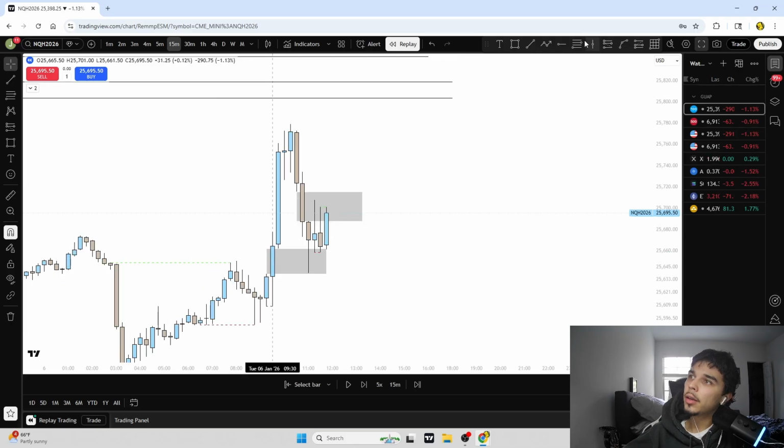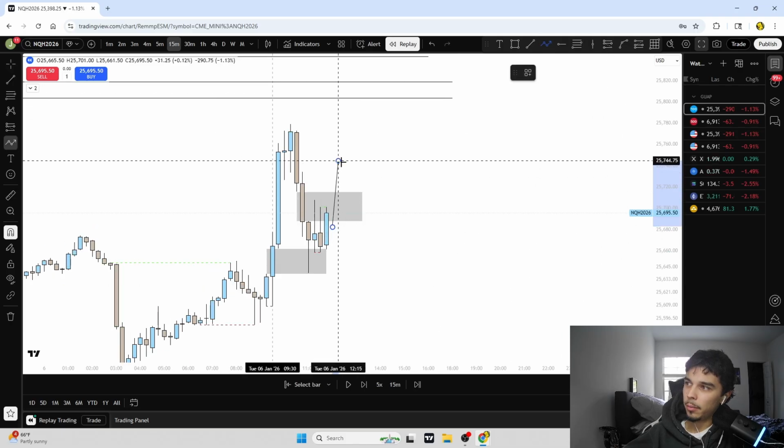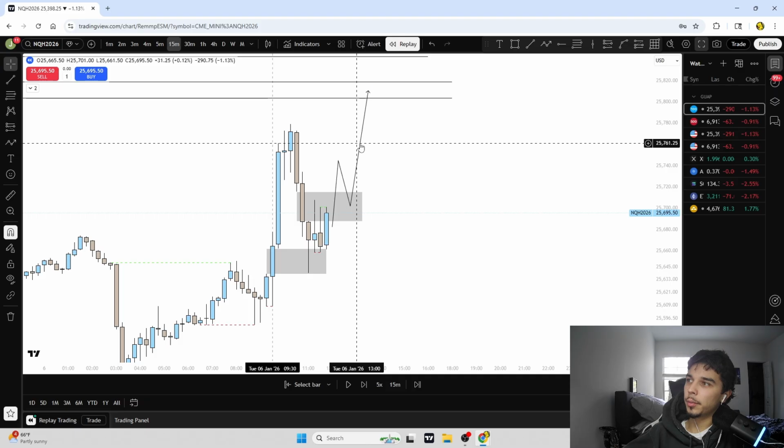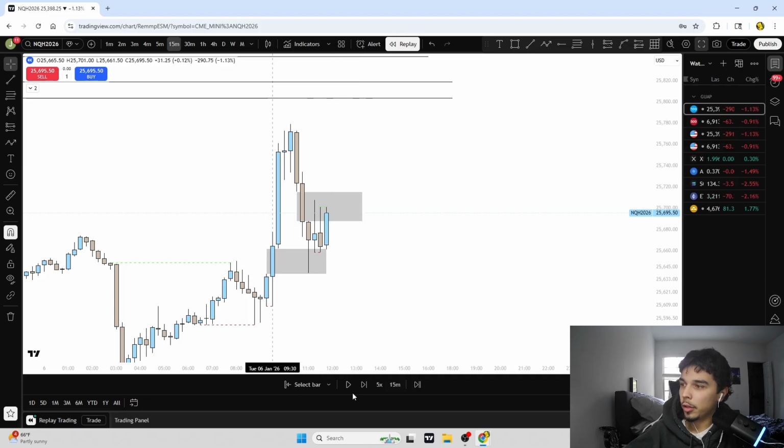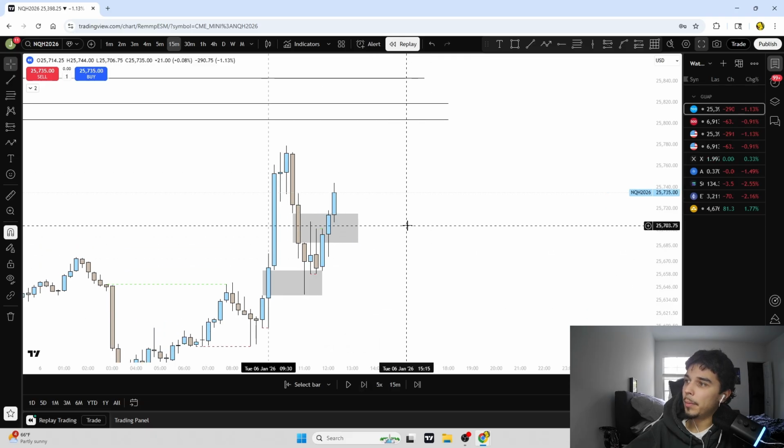So ideally, we want to see price inverse this gap, pull back for another continuation, and look something like this. But we don't always get what we want, so I don't even know what ends up happening right here. Let's look at it together. What ends up happening? Not really inverse yet. Boom. Okay, this 15-minute gap now gets inversed.